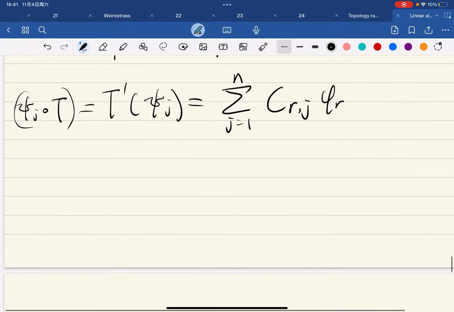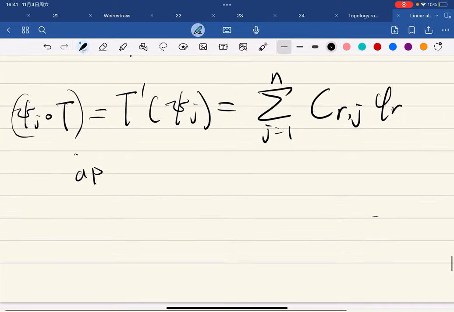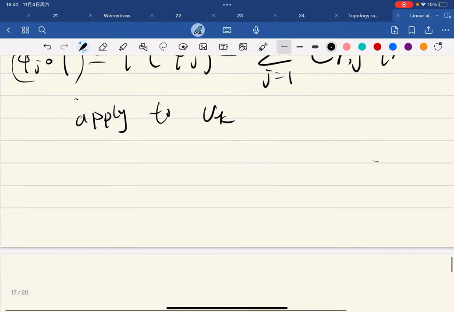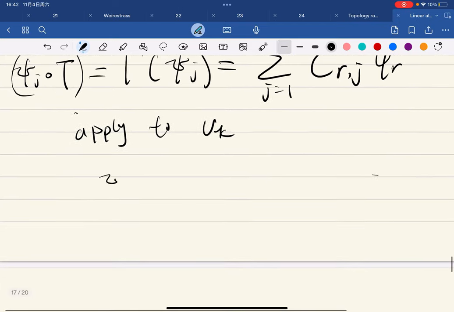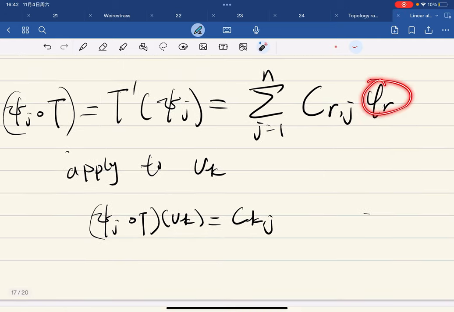So if this is applied to the vector v, some vk, then we're going to see that psi j of t vk is equal to ckj. Because this vanishes other than just phi k, which produces 1, and 1 just gives this.